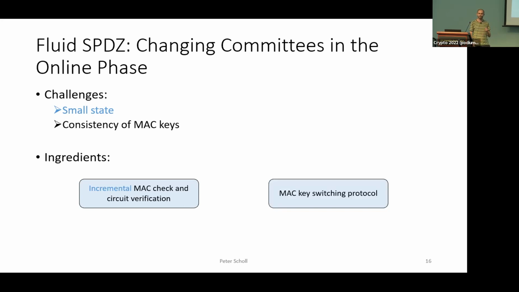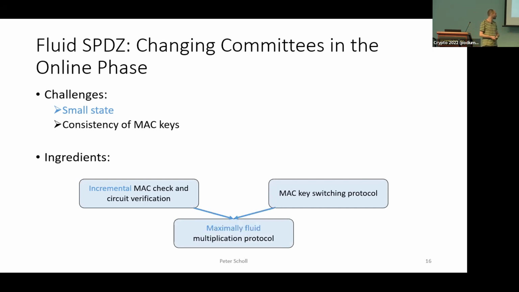So we have an inconsistency between the MAC keys that are used from one committee to the next. It means at some point, this is going to break when you try to combine the computations from those committees. So to fix this, we have to add an extra protocol to allow switching the MAC key from one committee to another. And putting these things together in a fairly careful way, we can actually obtain a maximally fluid multiplication protocol using this preprocessing, where each committee in any of the epochs only needs to be online for a single round of interaction.